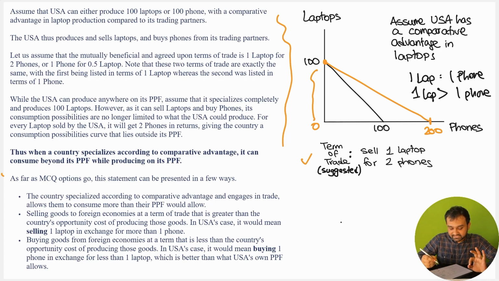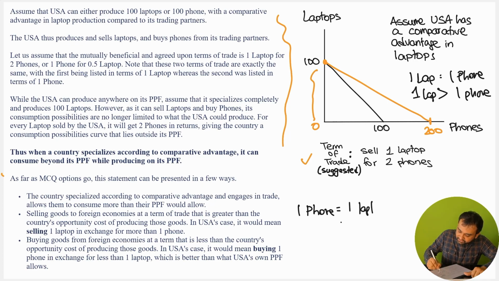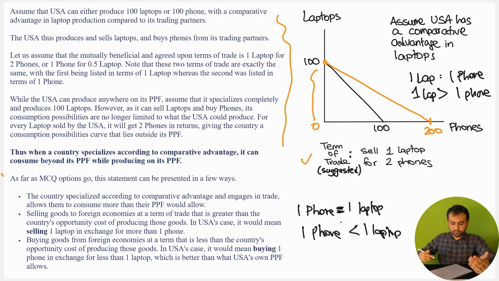What about the buying aspect? Since USA has a comparative advantage in laptops, it sells laptops, but it buys phones. If you consider the phone's opportunity cost, for USA, when it makes one phone, it has to give up one laptop. So if it is buying phones, it would want to pay less to its trading partners than it pays itself. This is the payment for each phone for USA on its own PPF. So it would be very happy if it could buy a phone at a price of less than one laptop. When you're selling, you want better than your opportunity cost of producing that. And when you're buying, you want lower than what you would pay on your own PPF.